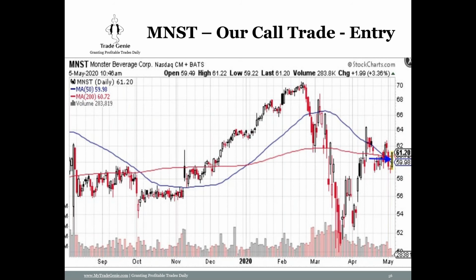Here's another, Monster Beverage. So look at this Monster Beverage support. So this is all common sense trading. Look at this support right here, right? 58, 59 support. And this is a super bullish candle penetrating the 200-day moving average and 50-day moving average. So what are the chances of Monster Beverage going down or going up? If somebody asks you, where will you put your dollar? I'll take my chances on it going up.